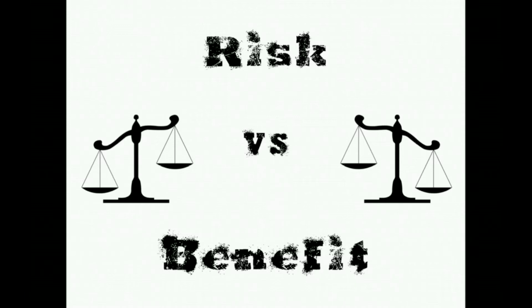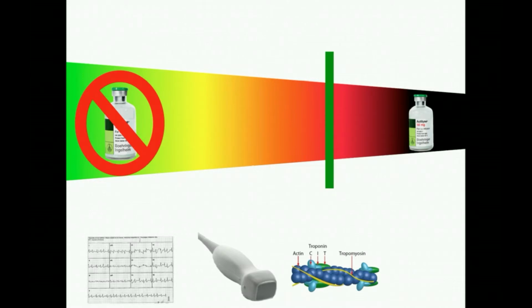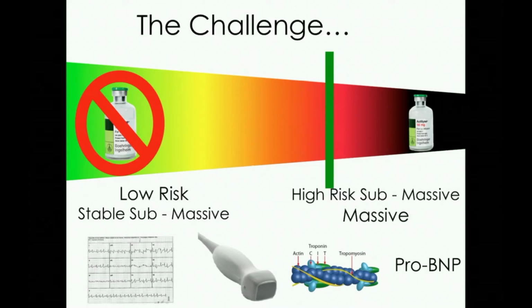And what we need to do with them is a good risk-benefit assessment and try to decide which of these patients in between are going to benefit from thrombolytics. The challenge is we need to try and separate this whole clinical spectrum between these two groups, low risk and stable submassive versus high risk submassive and massive. Because the first group clearly doesn't benefit from thrombolytics, and the high risk submassive and massive clearly benefit from thrombolytics. How do we do this?